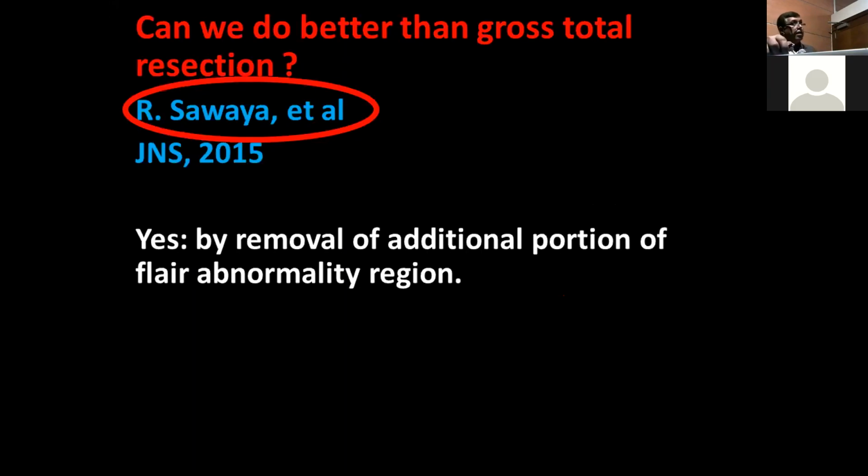Raymond Sawaya again, 2015. Look what he's saying. Can we do better than gross total? We do more than gross total. Not biopsy, radical excision, we want more. And how would he do that? By removal of an additional portion of the FLAIR abnormality. He doesn't go for the contrast, he goes even for the traces of the tumor on the FLAIR, which means that he's doing extra. And he says this will give the patient more time to live.